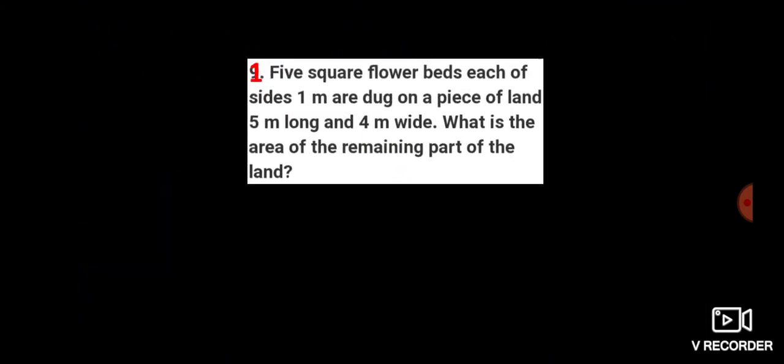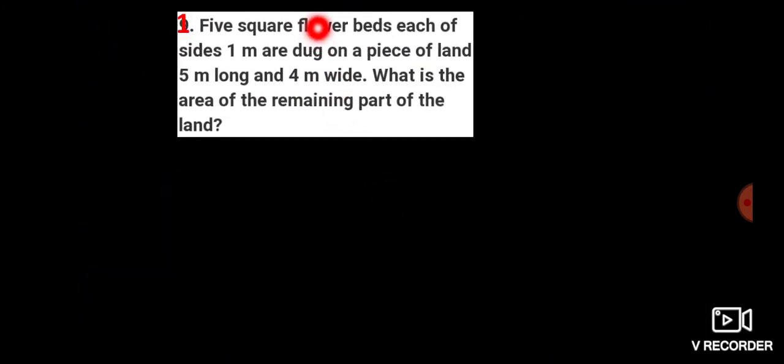The first question is, five square flower beds, each of sides 1 meter, are dug on a piece of land 5 meter long and 4 meter wide. What is the area of the remaining part of the land? Once again, 5 square shaped flower beds, each of sides 1 meter, are dug on a piece of land 5 meter long and 4 meter wide. We need to find the area of remaining part. For finding the remaining part, we have to use subtraction, right?